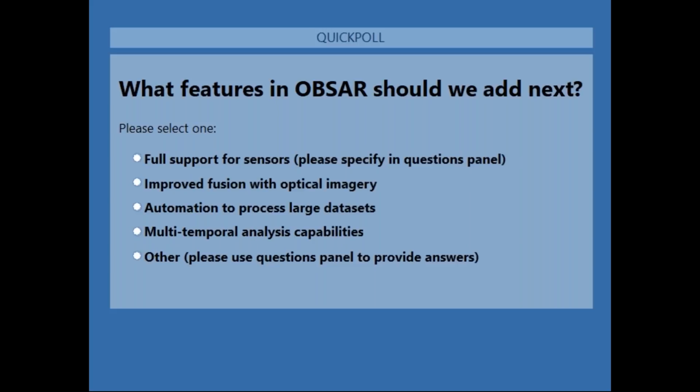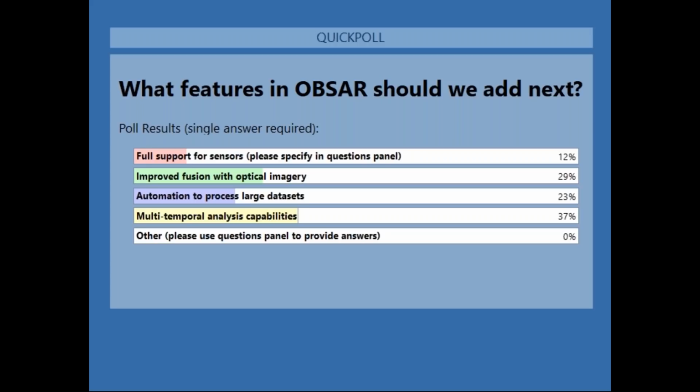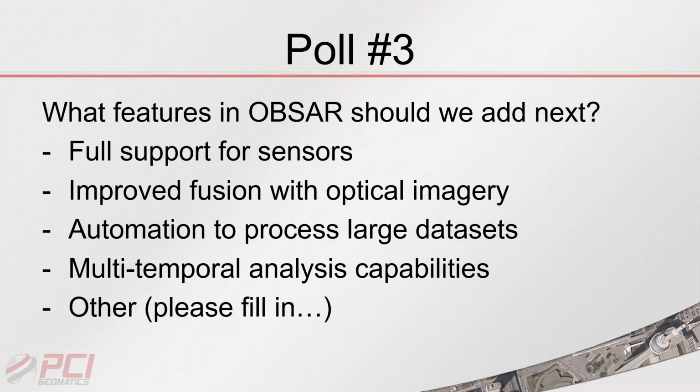So looks like a good number of you have voted, so I'm just going to leave that open for 3 more seconds. So 3, 2, 1, and I'll share the results with you so you can get a sense. And it looks like multi-temporal analysis is definitely an area where you're looking for us to add more capability. Fusing with optical imagery is also very important, followed by automating for large data sets. So that's very interesting info. We really thank you for that.